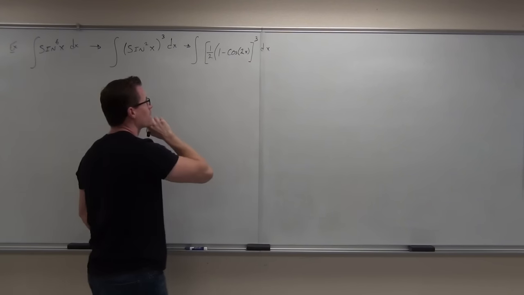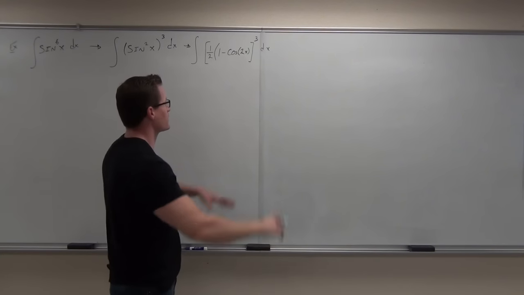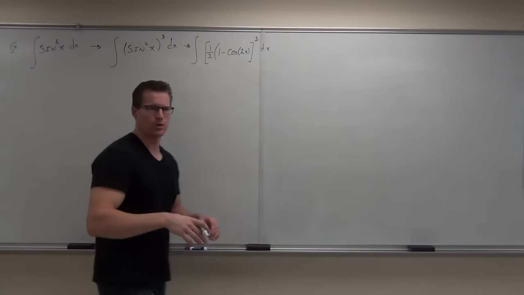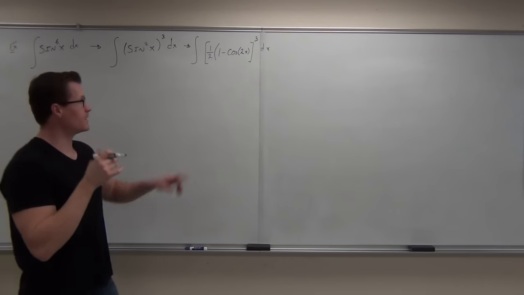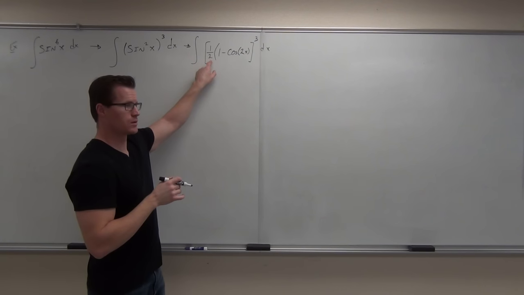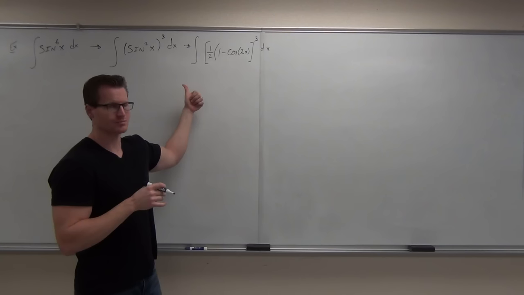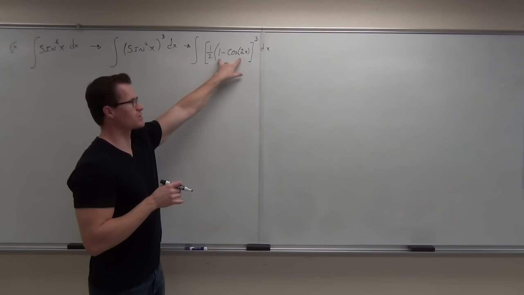Let's see if y'all got it. Did you get 1/2 times (1 minus cosine 2x), and then all of that raised to the third power with a bracket? Yeah. Cool. Next thing you're going to do, let's do it. What are you going to do? Distribute that exponent. Yeah, you are. This is going to become how much? 1/8. 1/8 is going to be pulled in front of my integral. You follow?